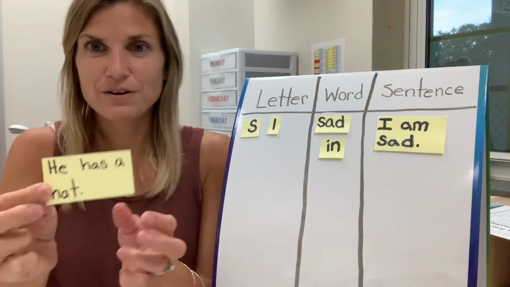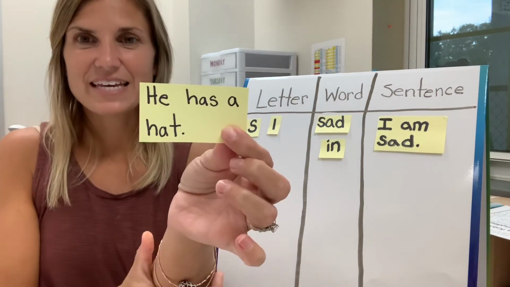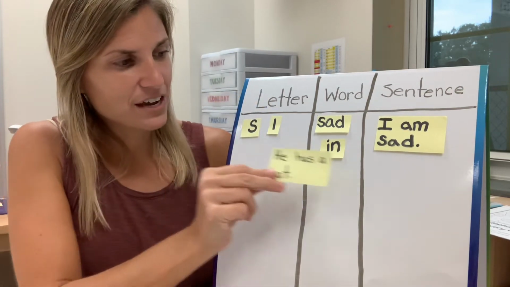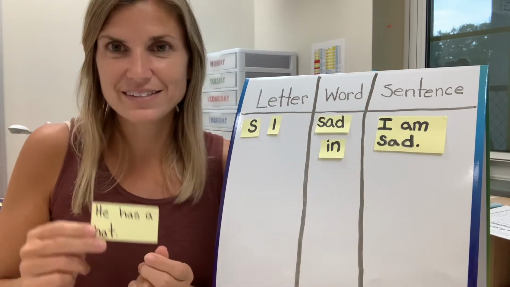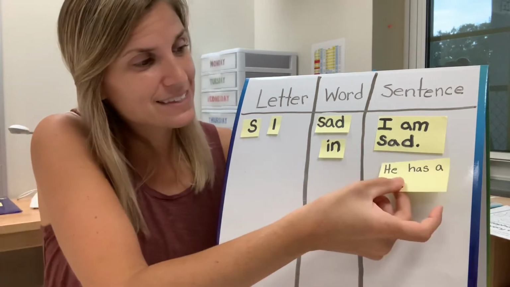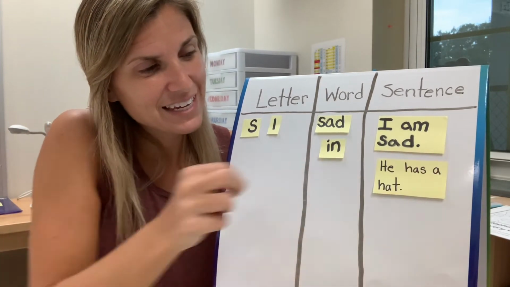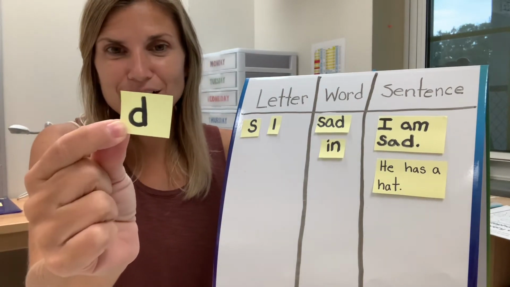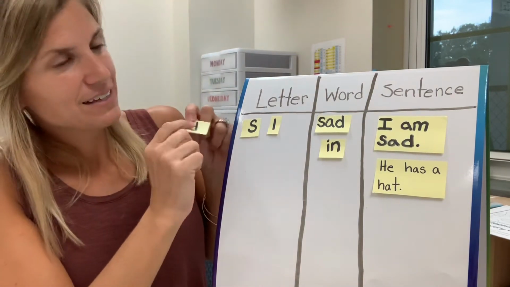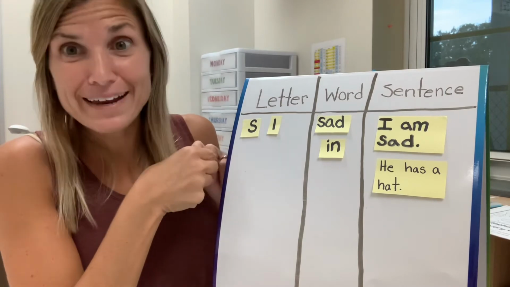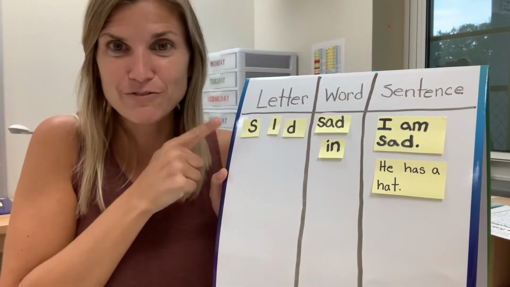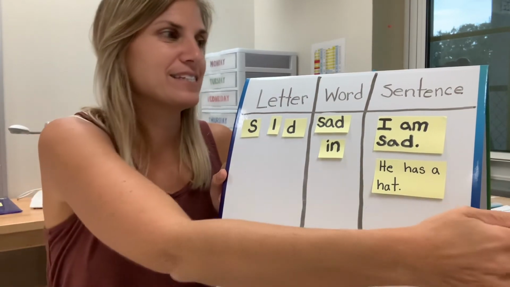Okay, let's try another one. Ready? It says, he has a hat. Is that a letter, a word, or a sentence? If you said sentence, ding, ding, ding, it is a sentence. And my last one is the letter D. I told you the answer. It is a letter. It's the letter D. So that's the difference between a letter, a word, and a sentence.